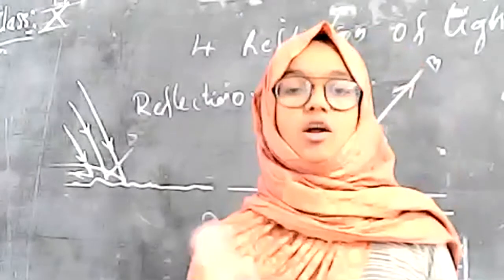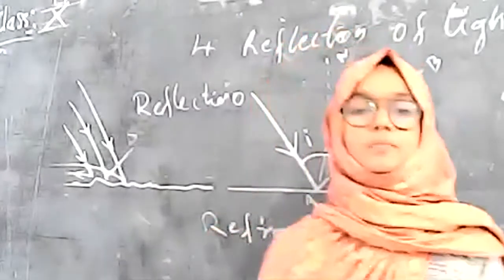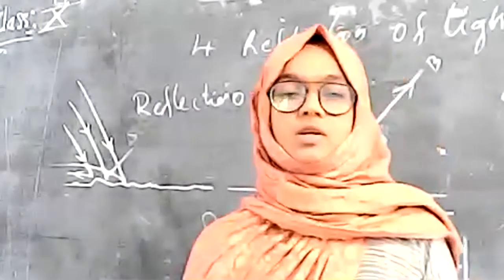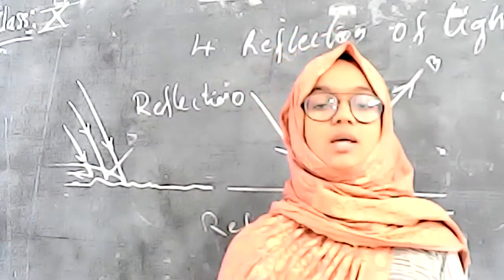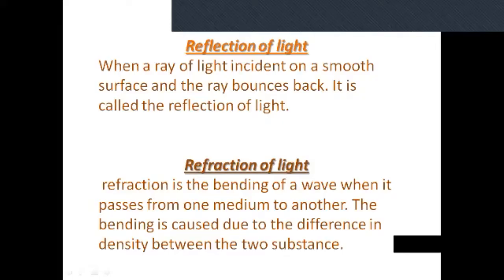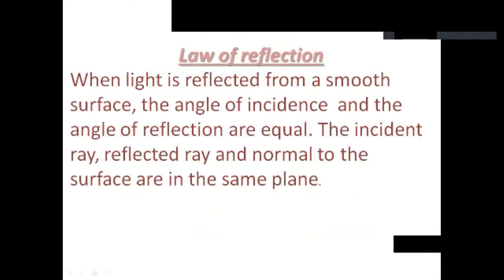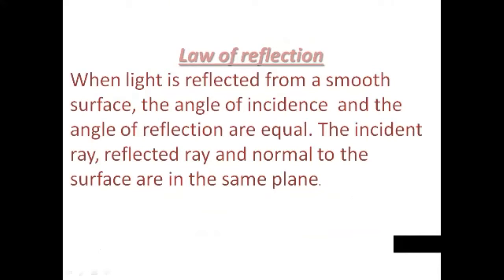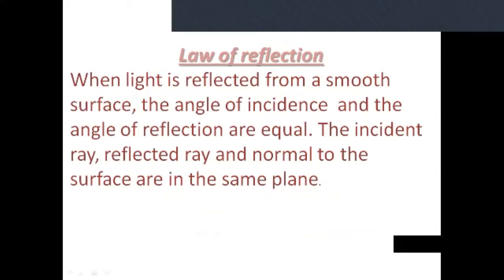of incidence and angle of reflection, we have a law of reflection. So let's discuss what the law of reflection is through a slide. Law of reflection: when light is reflected from a smooth surface, the angle of incidence and the angle of reflection are equal. The incident ray, reflected ray and normal to the surface are in the same plane. So this is the law of reflection.